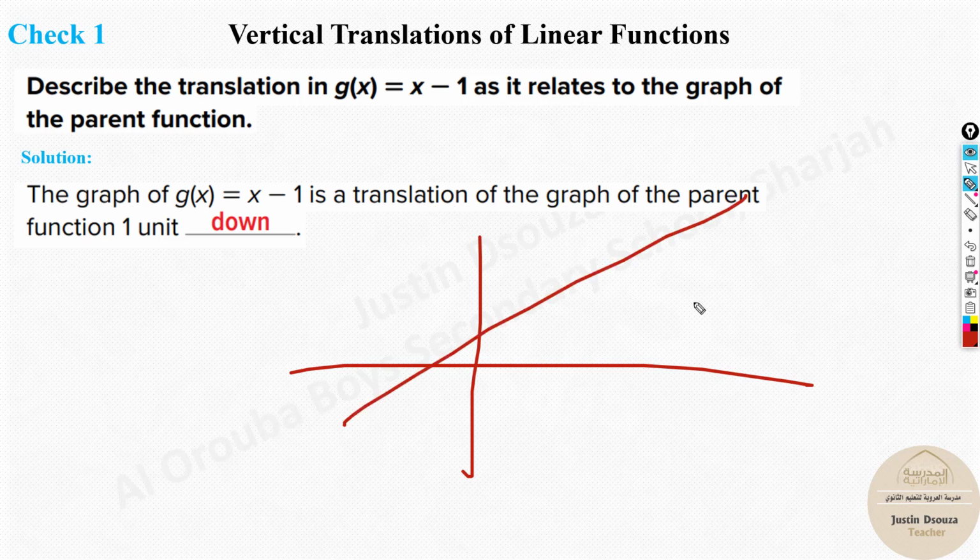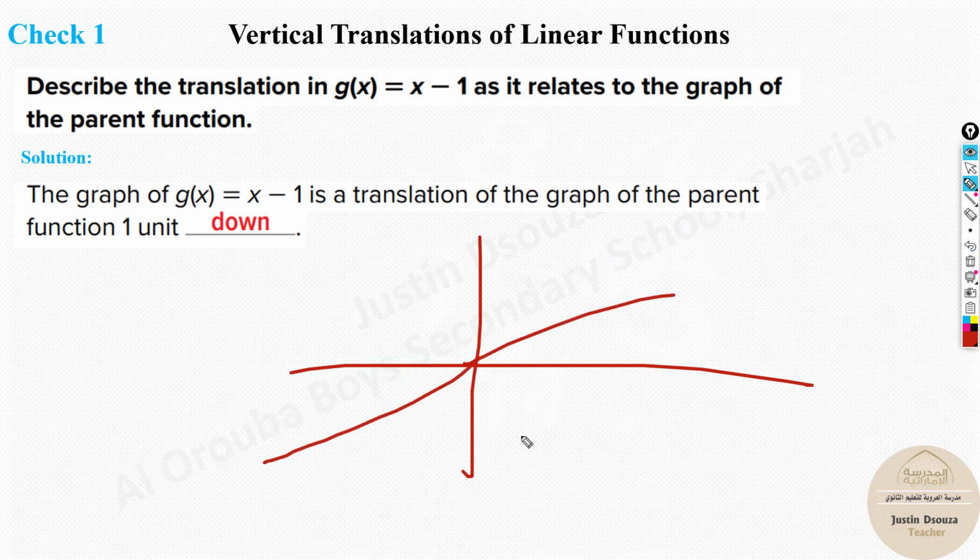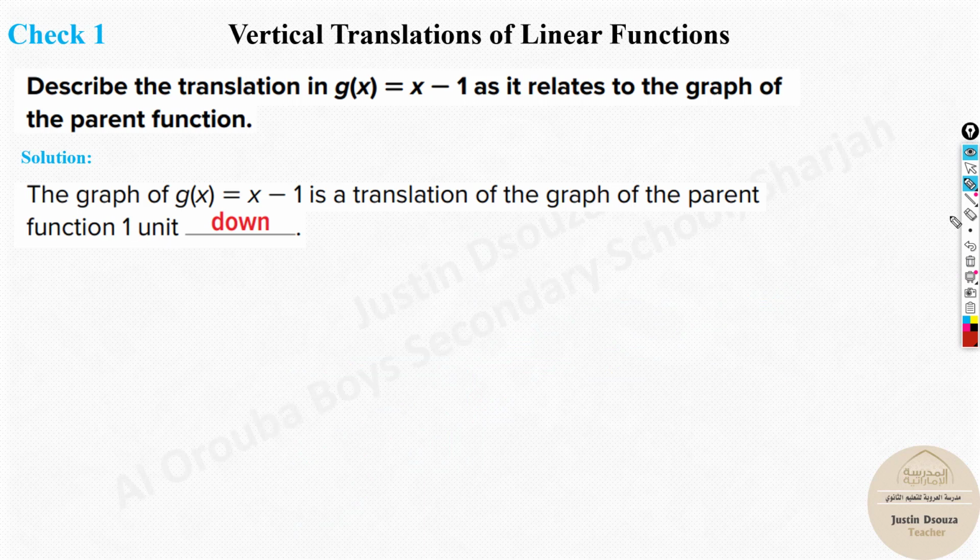That's it. This is the parent function, right? It goes through 0, 0. For -1, if it's over here, just draw a line. Same line, it's translated down by 1 unit.